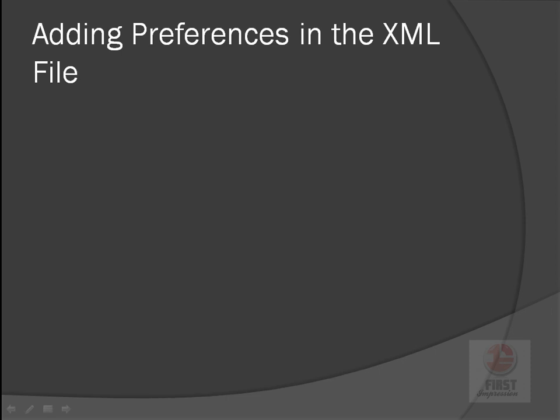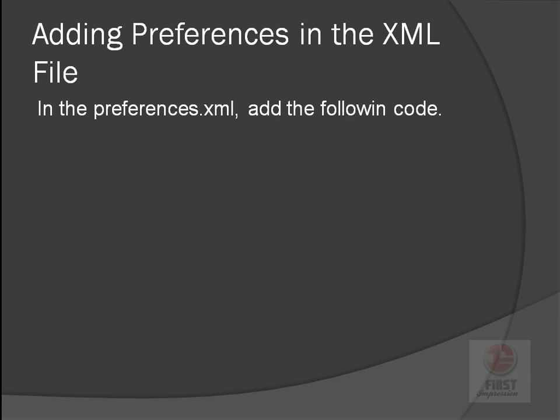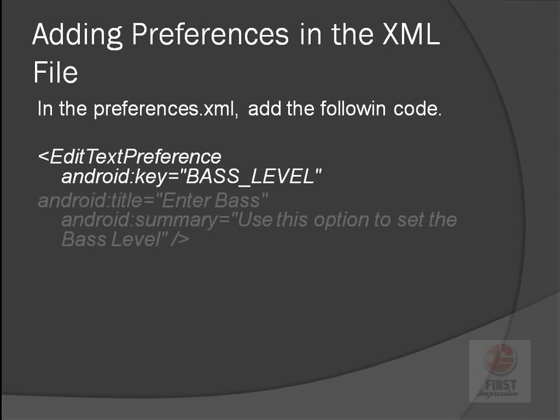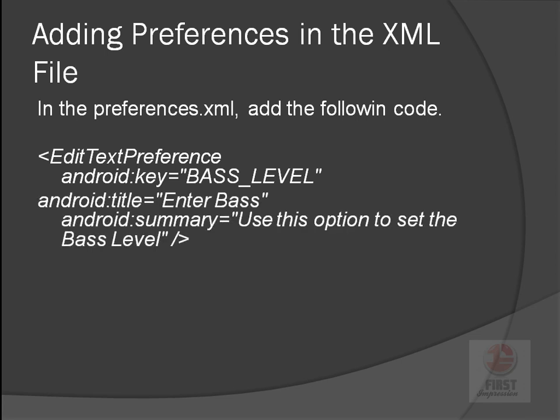Once we are done, let's add the preferences in the XML file. To add the preferences, you should add the following code. We add the first preference as an EditTextPreference with the key base_level, the title as Enter base, and the summary as Use this option to set the base level. So we have three properties over here. The first property is the key. Each preference is stored in the form of key-value pairs. So in our case, the key is base_level.